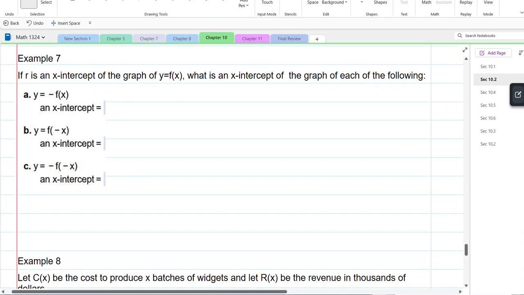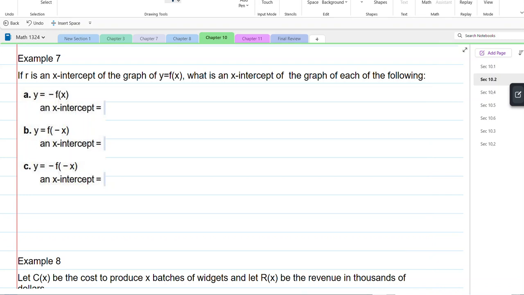So here we go with 7. If r is an x-intercept of the graph y equals f of x, what is the x-intercept of the graph for each of the following? So in this case, the x-intercept is still r because it is r and 0. And if we're doing the negative, it would change this one. So the x-intercept is still r, 0.